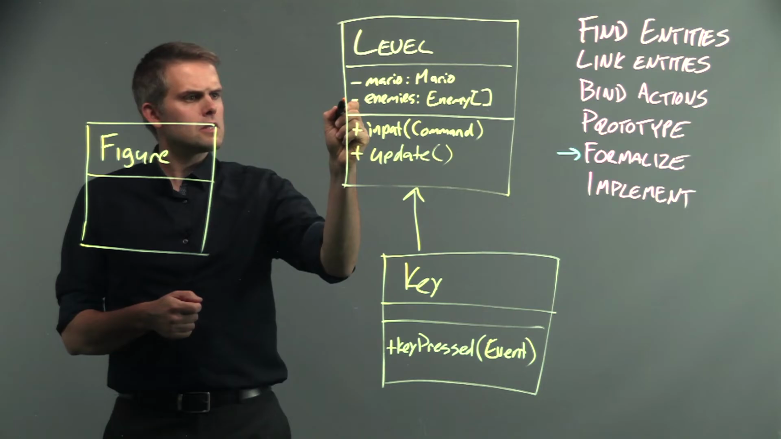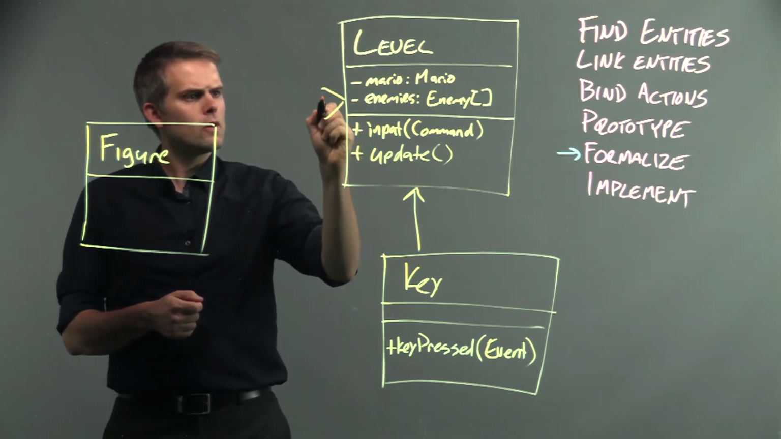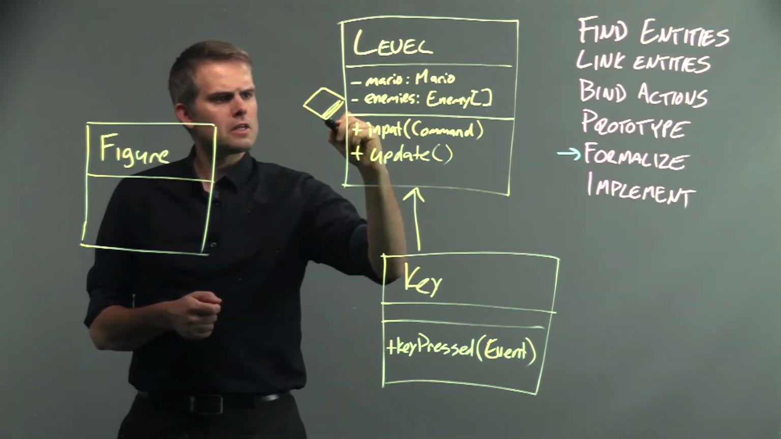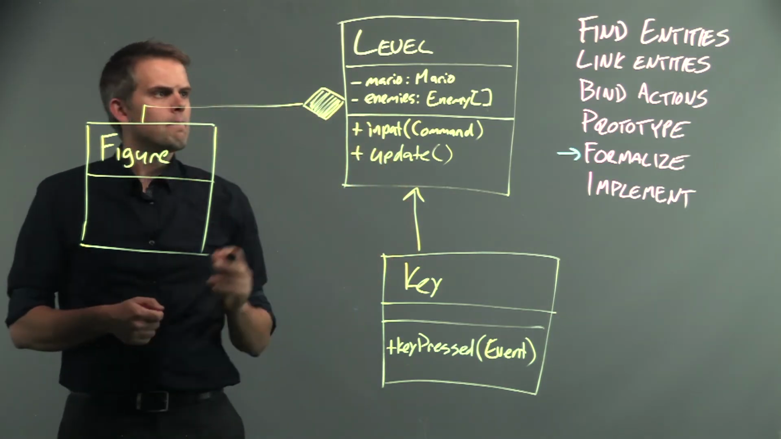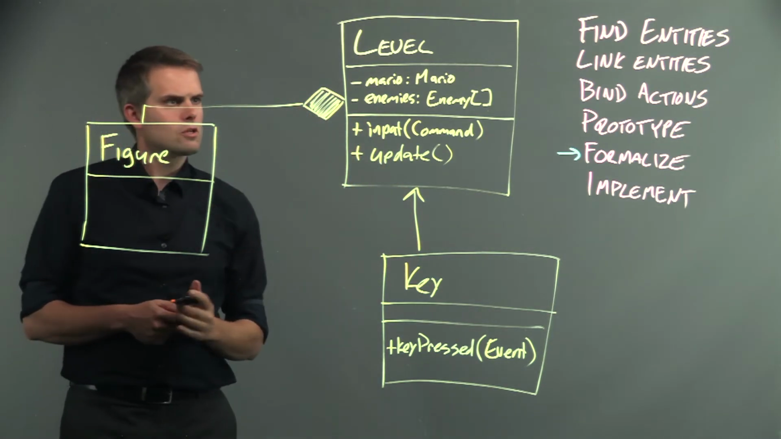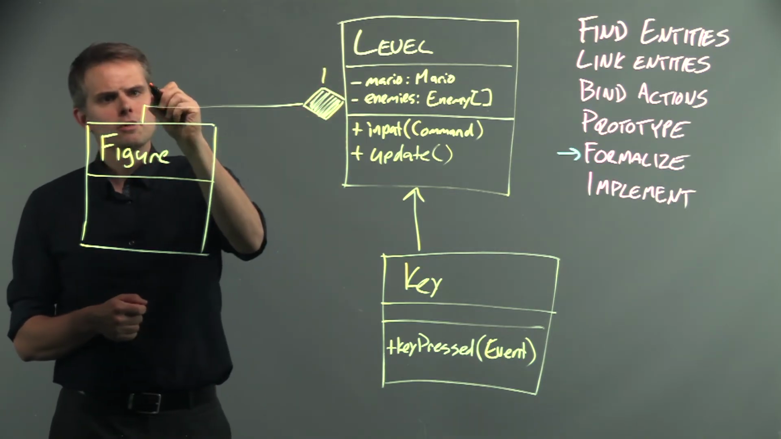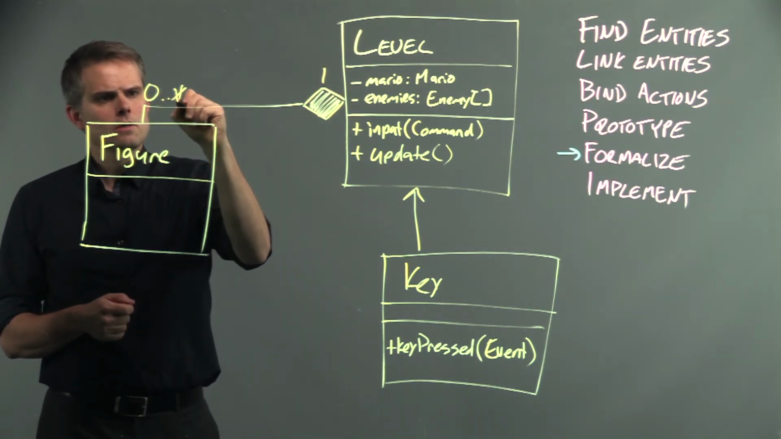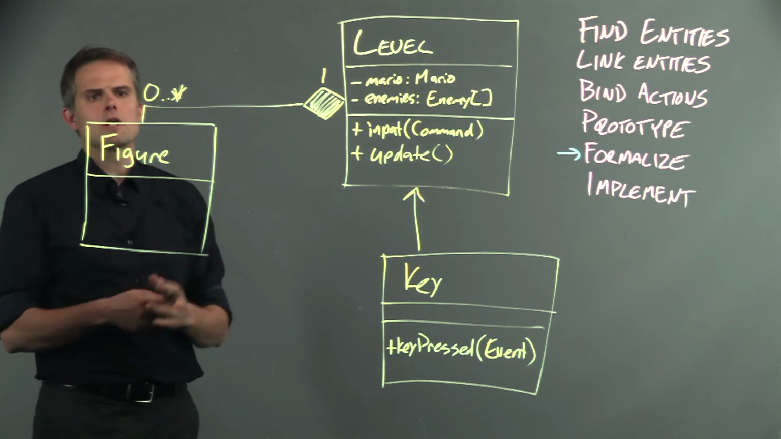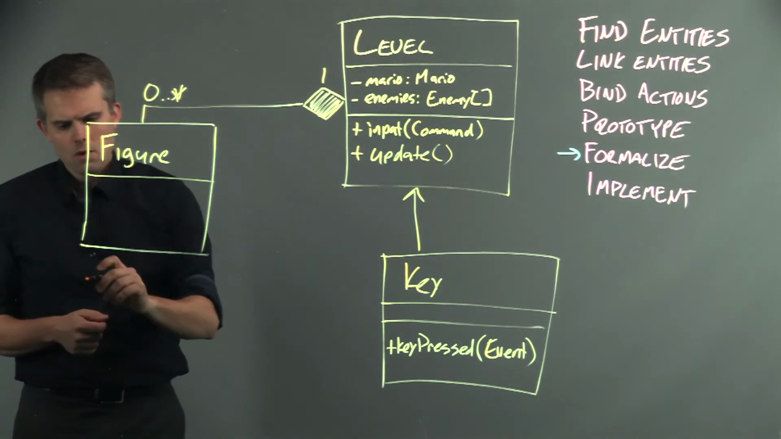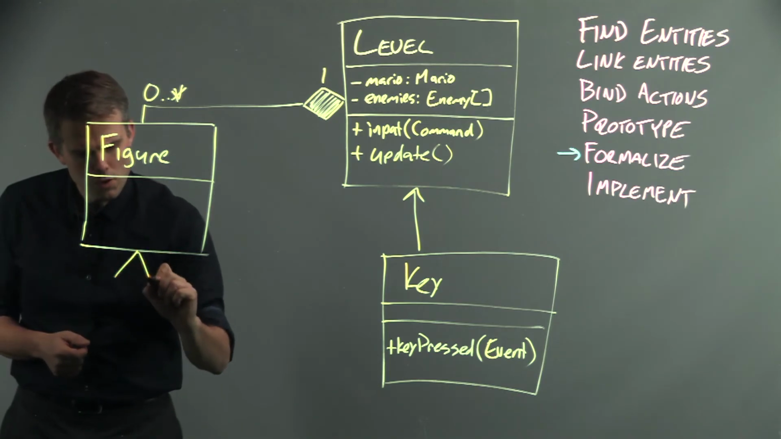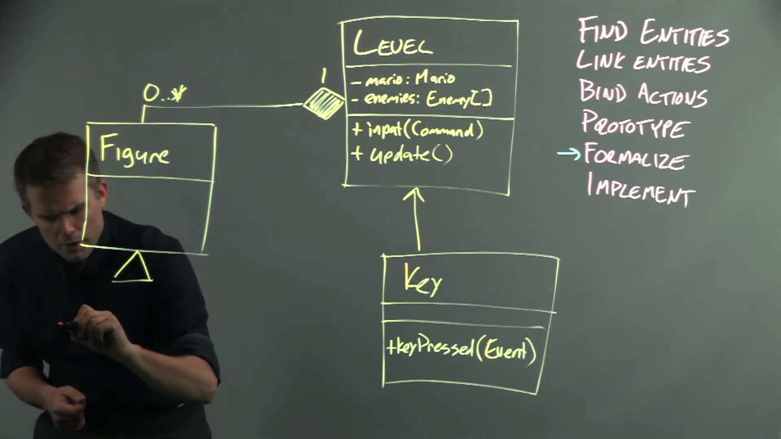And this level class is going to go and use composition, right, to keep track of this relationship, because really level owns all of the figures, right? So there's only ever going to be one level, but there's going to be 0 to star figures, right? There's going to be lots of them. There will only ever be one Mario, but there will be lots of enemies, right?